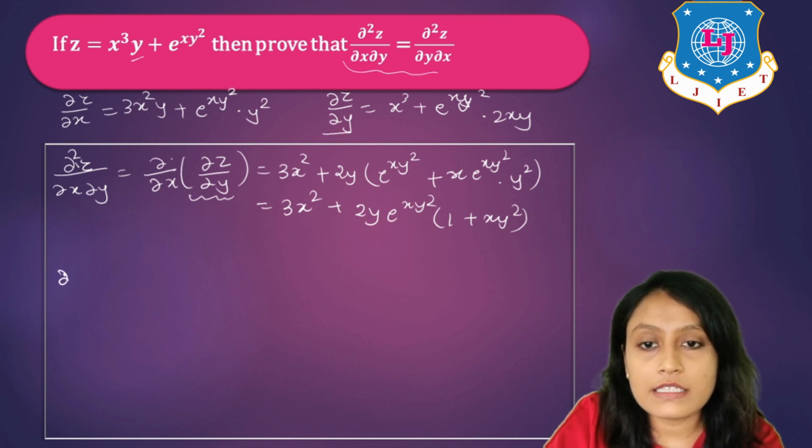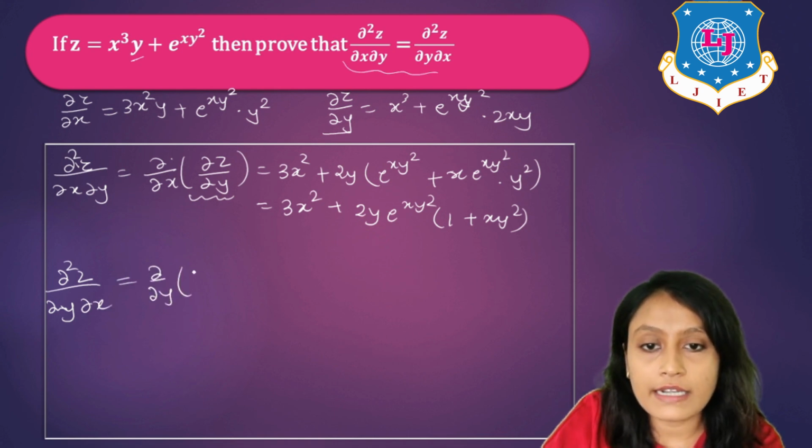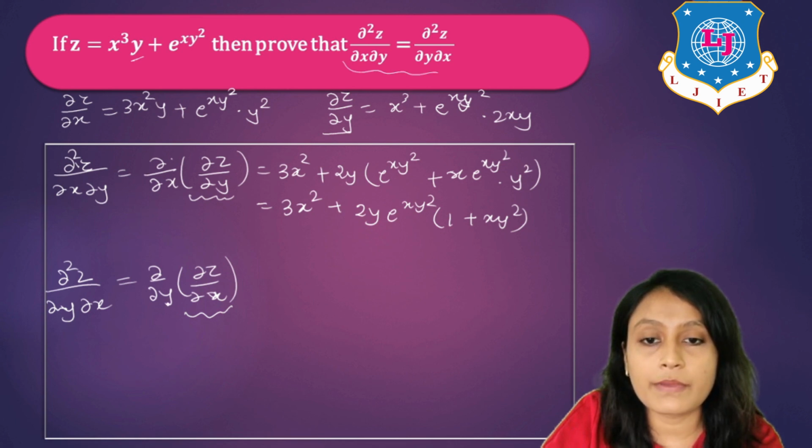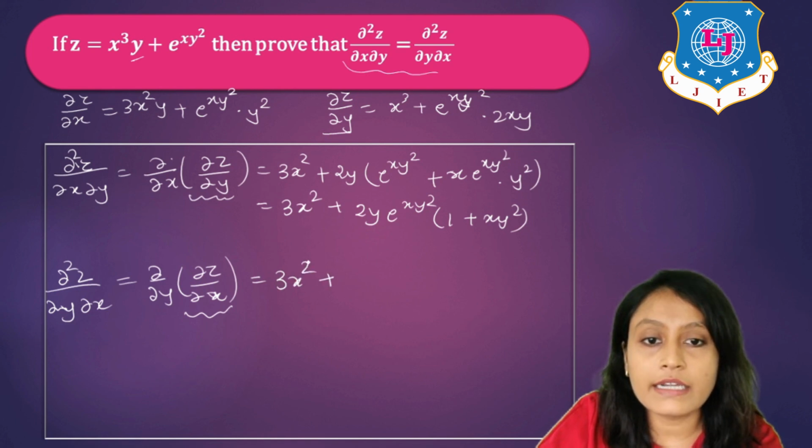Now we will find this del square z by del y del x. So for that you have to write like this. Means we will find the partial derivative of this del z by del x with respect to y, and we will keep x as a constant. So we will differentiate this term partially with respect to y, right? So x is constant means 3x square as it is, and the derivative of y is 1 plus.